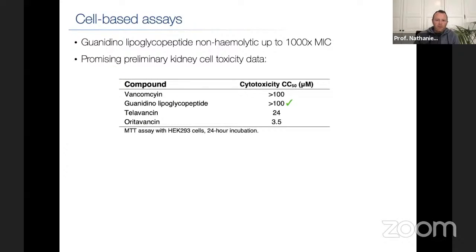And then also we've done some preliminary studies with kidney cells and shown that the compound indicated here, our guanidino lipoglycopeptide, shows no appreciable toxicity up to 100 micromolar concentration. Neither does vancomycin, notably. But also of interest, we included some clinically used glycopeptides, telavancin and oritavancin. And in fact, they are quite toxic to kidney cells. I should say, both of these are next generation glycopeptides that are used in hospitals today. So it's interesting to see that there's a certain level of toxicity already built into some of these clinically used drugs that we seem to be able to circumvent.